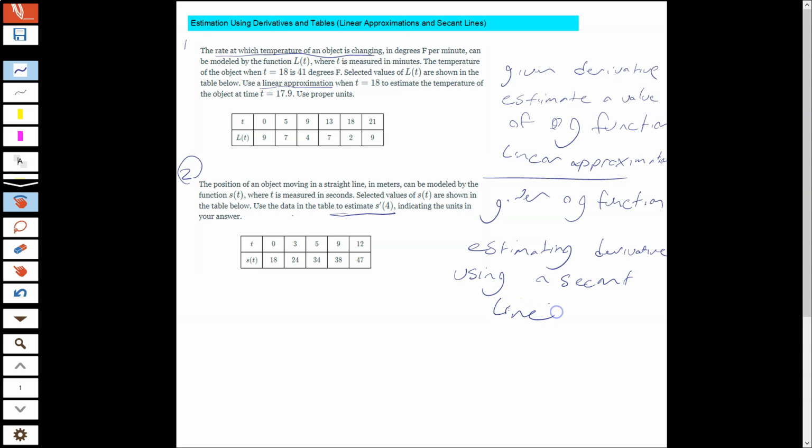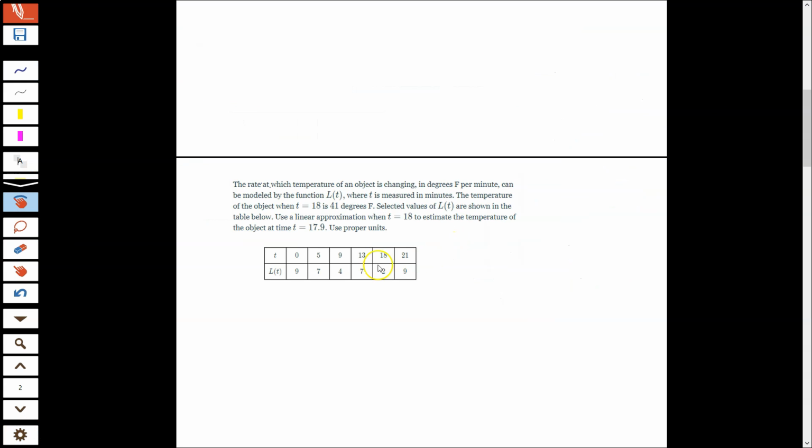Okay. So these types of tables problems are really common in the AP exam. We'll do one of both here in succession, but you actually already know enough to solve each of these. So we'll look at our linear approximations problem first. Okay, so what we need here is a tangent line, right? To find a line, you always need a point and a slope. And it says use a linear approximation when t equals 18.